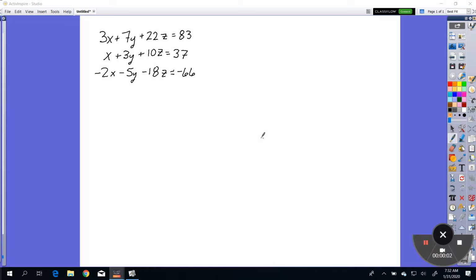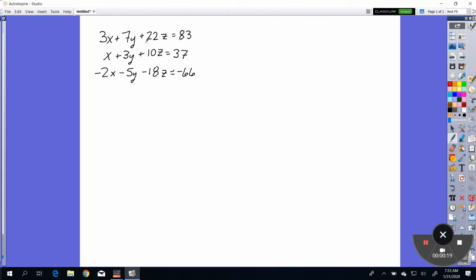Okay, so we're going to start a new unit, and it's called matrices. What we need to understand is that a matrix is a representation of an equation. So let's start with this for an example.